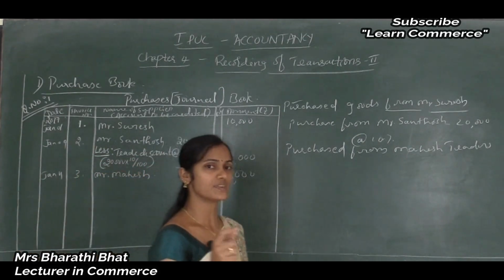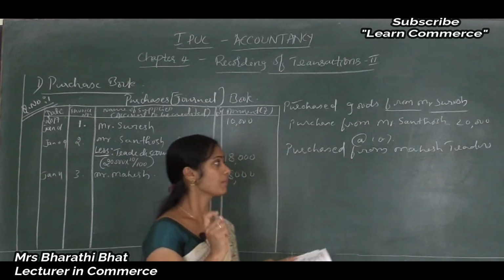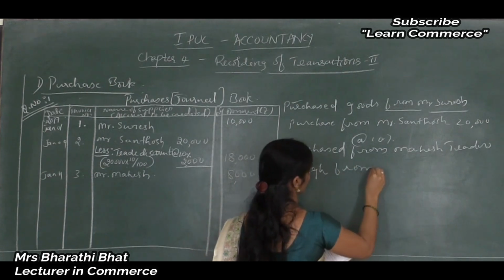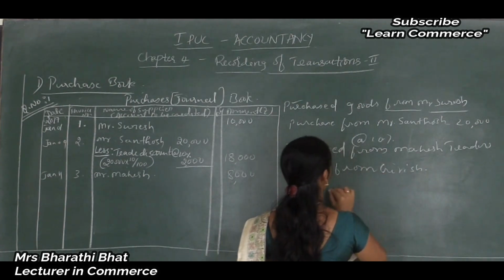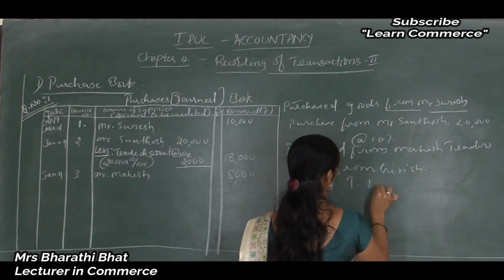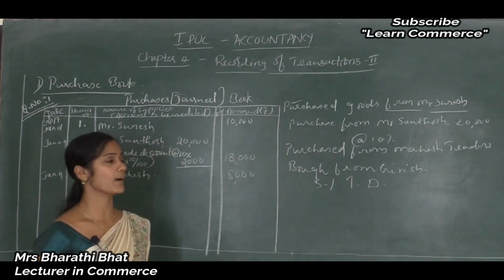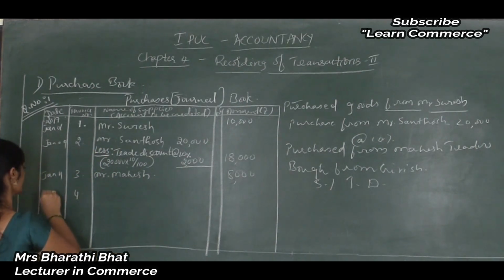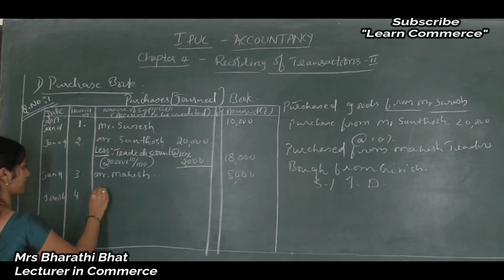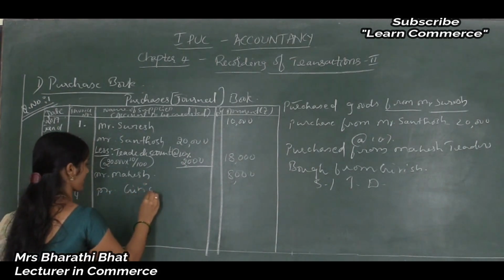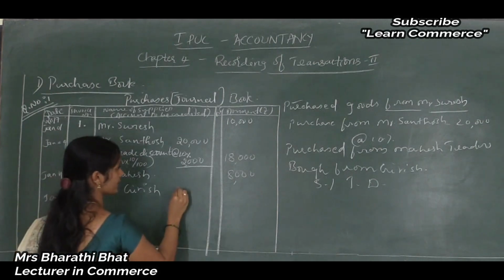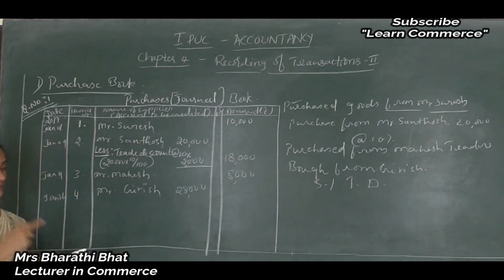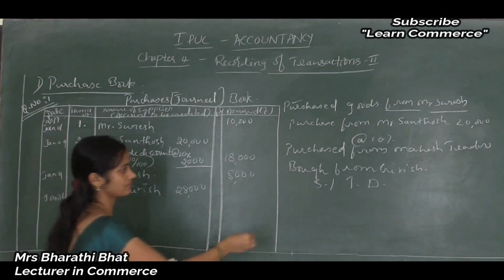Bought and purchased, these all have the same meaning. So bought goods from Girish, and less 5% trade discount. How can we calculate this? Bought from Girish, we have to write the person's name first. Jan 26, Mr. Girish, amount 28,000. Write the amount in the inner column, not in the outer column, because we have to calculate discount.